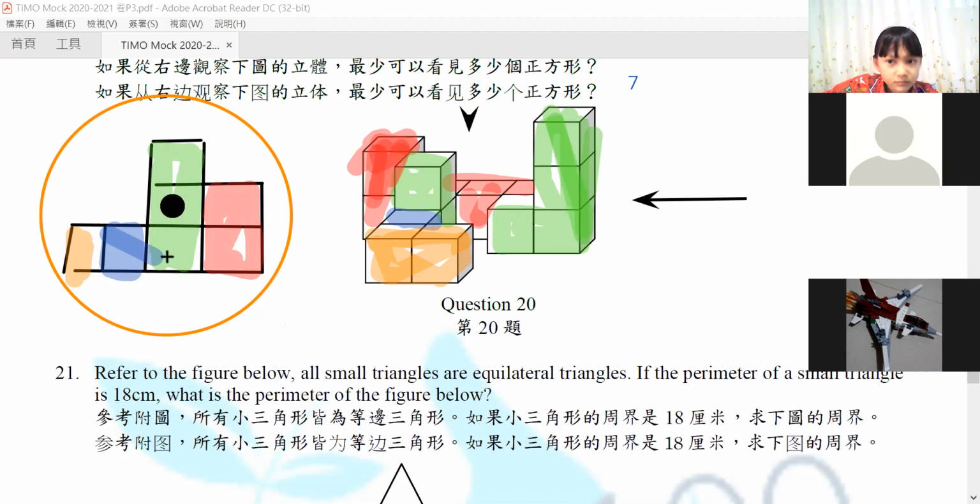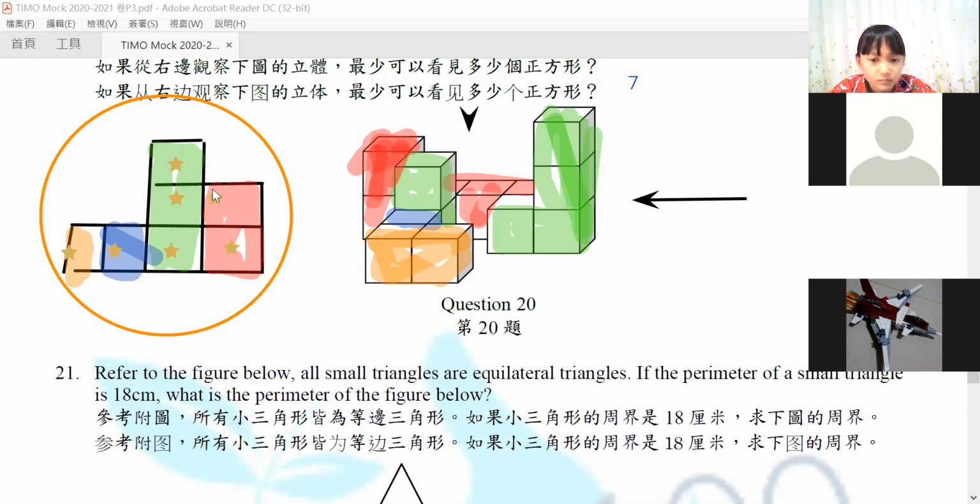Snow, question 20, are there any questions? Why 7? Because there's 7 squares in here, right? 1, 2, 3, 4, 5, 6, 7. Because this is exactly what we see from the right-hand side. So we see only 7 squares. We just count them out, 1, 2, 3, 4, 5, 6, 7.